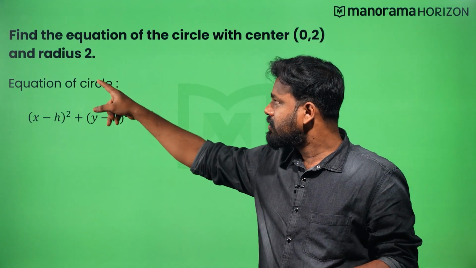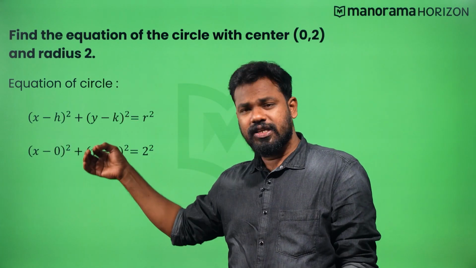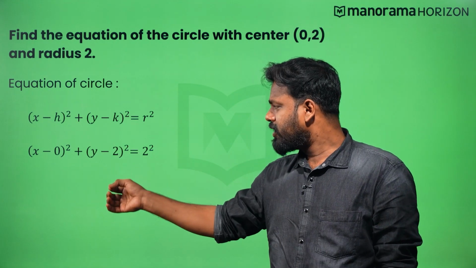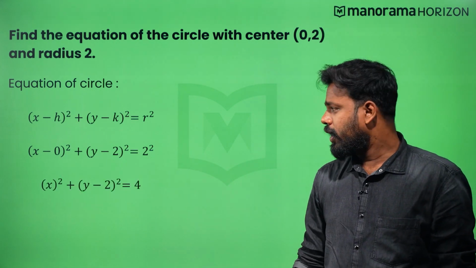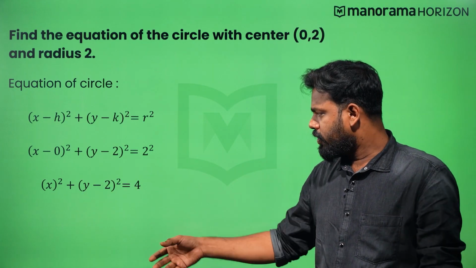And what is the radius r? That is also given as 2. Putting all this, we will directly get x minus 0 the whole square plus y minus 2 the whole square, that is equal to 2 square. Or x square plus y minus 2 the whole square is equal to 4. Or you can even expand it if you want.